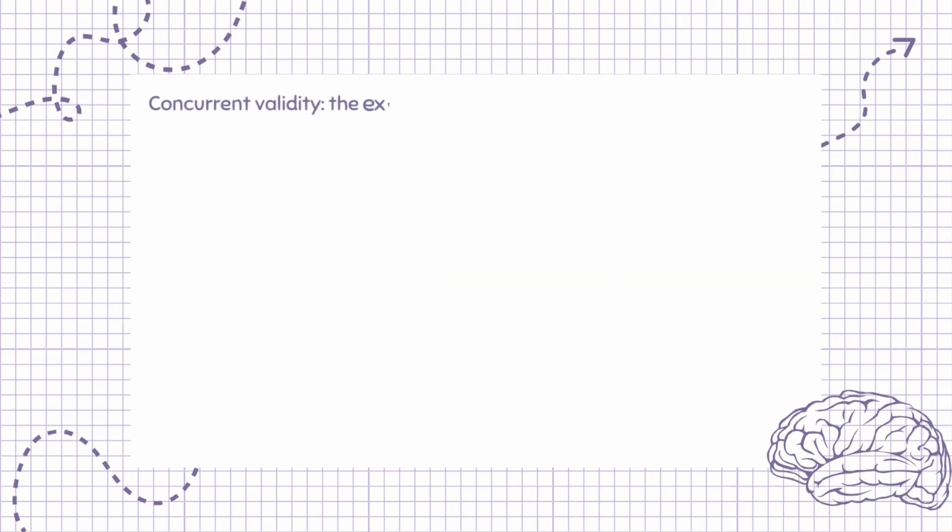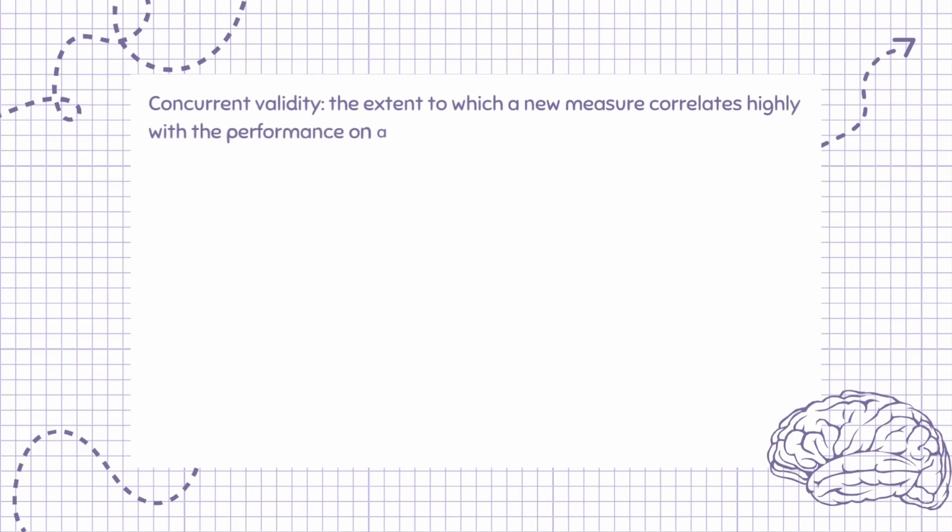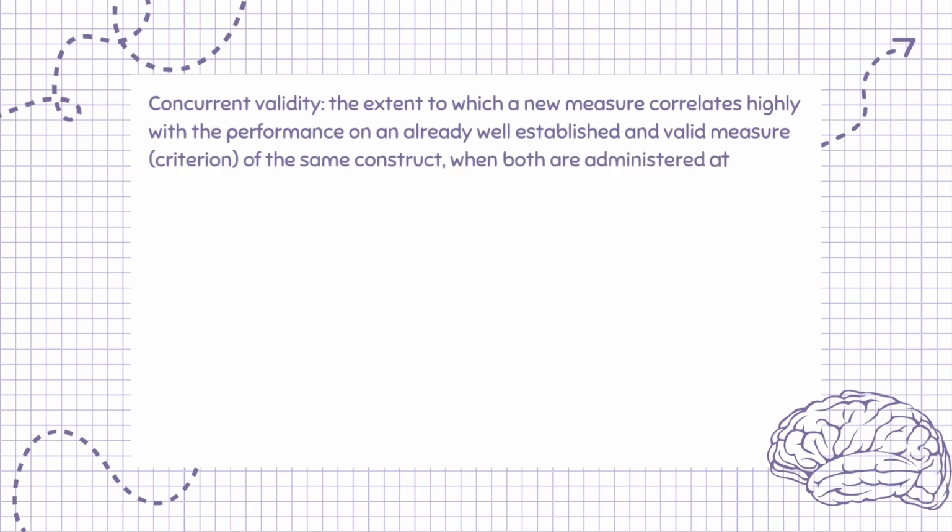Concurrent validity, the extent to which a new measure correlates highly with the performance on an already well-established and valid measure, the criterion, of the same construct, when both are administered at the same time.